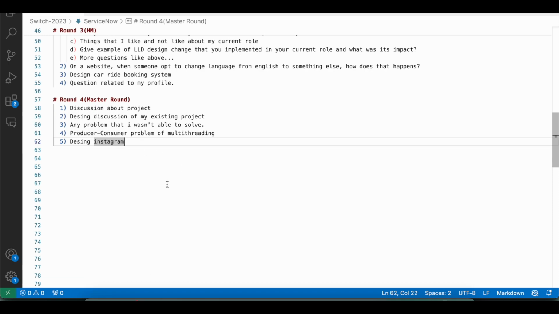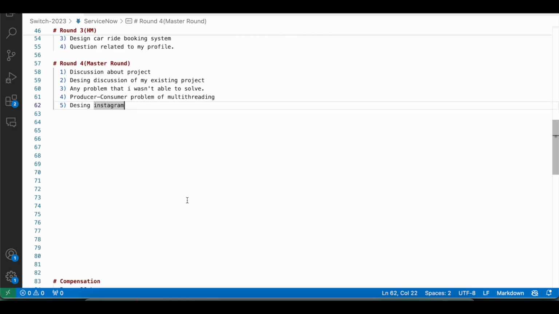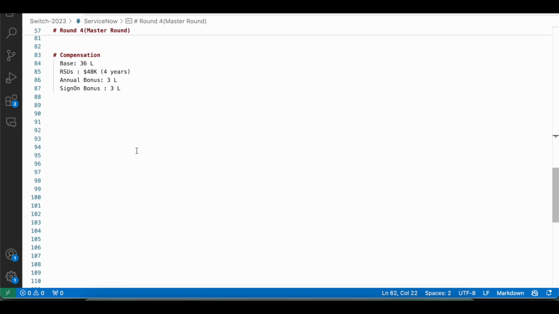Now let's go to the compensation part, what they offered me, and we'll see the breakup of how it looked. Basically, this was the compensation they offered me. My base was 36 LPA, and the RSU was $48,000 for 4 years. The annual bonus would be 10% of my base pay, so it would be around 3.6, but I have written 3 LPA only. And the sign-on bonus they would be giving me was 3 lakhs. This was the compensation they offered, and eventually I didn't end up accepting this offer.